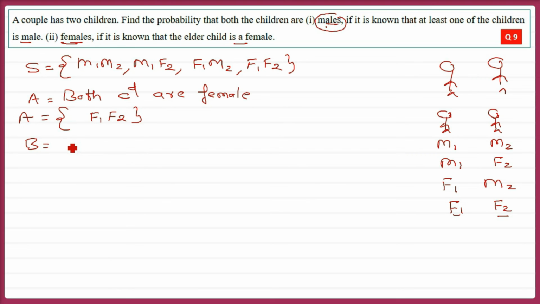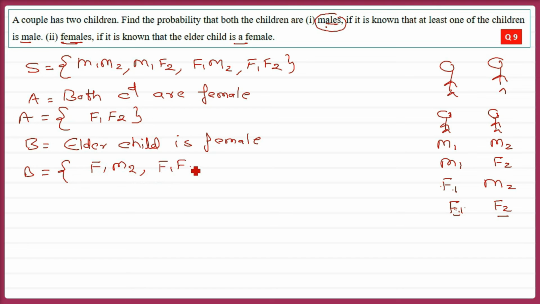Another event, B, is the elder child is a female. I'm taking it according to the question or the answer I perceive. That's why I'm making it like this. Now see here, elder child means the first child should be a female. The other child doesn't matter. So wherever you have the first child as female, the next one can be anything. So F1, M2 and F1, F2 will come. This is your B. The next will be set C.